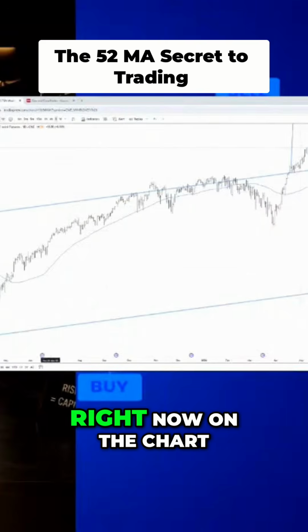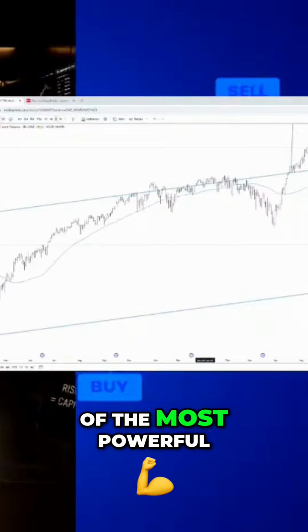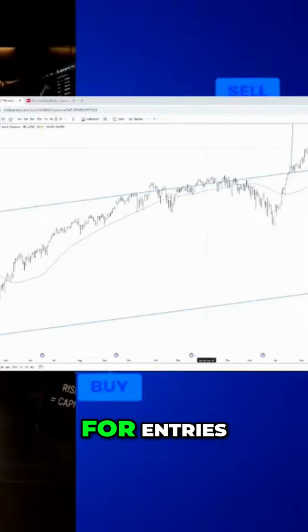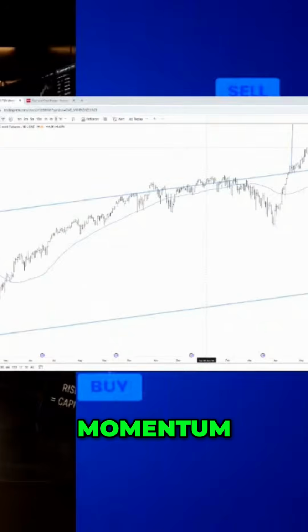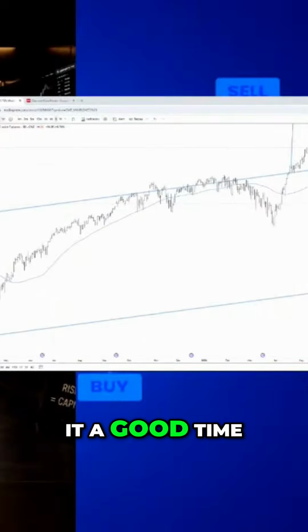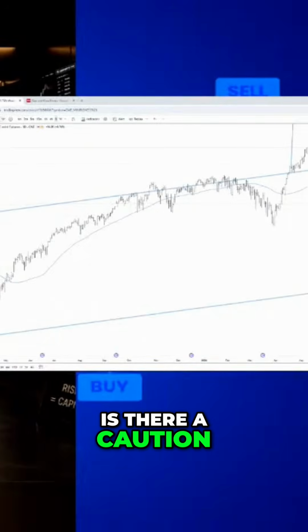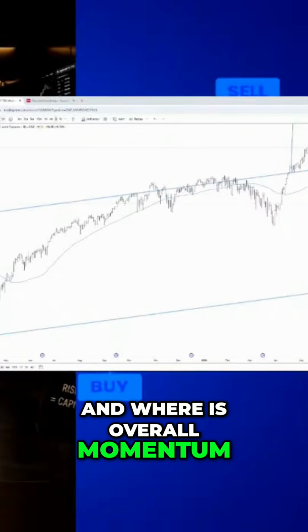That's what I'm using right now on the chart, one moving average. And this is some of the most powerful things you can use for entries, exits, and momentum. Entries, exit, momentum. This is some of the most powerful things you can use out there. So whenever I'm looking at these markets, I'm looking at, is it a good time to buy? Is there a caution that we might get a pullback? And where is overall momentum?